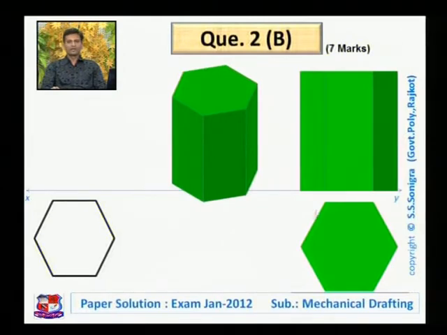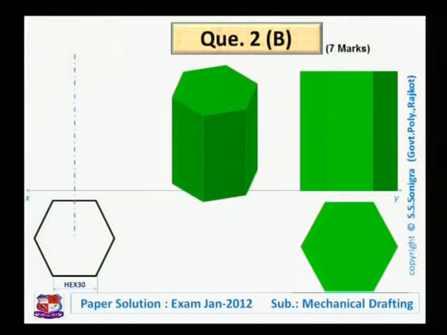Now draw the given hexagon. Side length of hexagon is given like this, such that 2 sides are parallel to XY line. Insert the dimension HEX 30. HEX means it's a hexagon having 30 mm side length. Draw axis of given solid. Height of the hexagonal prism is given to us. Name the endpoints A, B, C, D, E and F. Height is given as 70 mm.